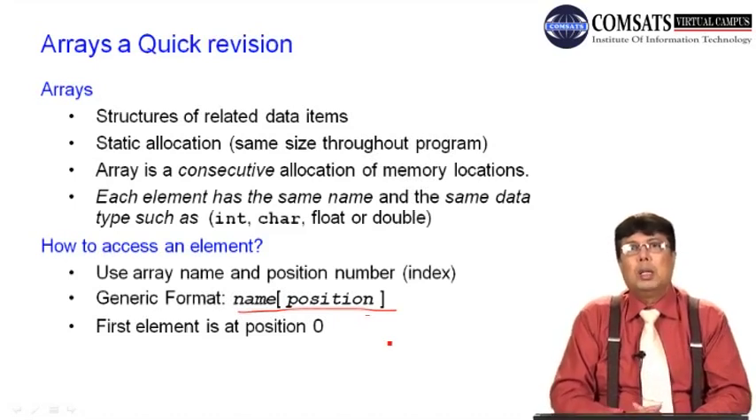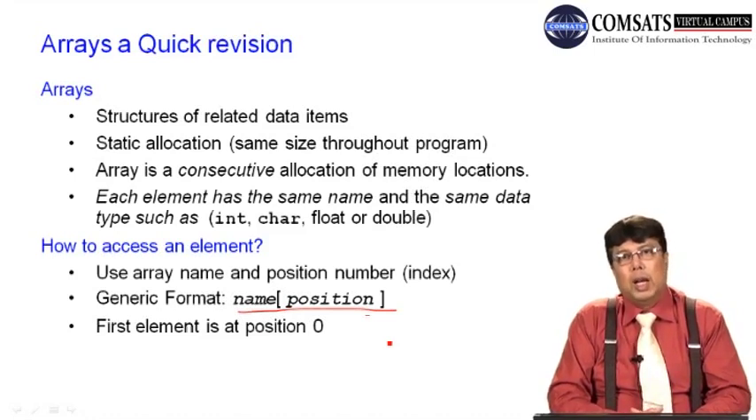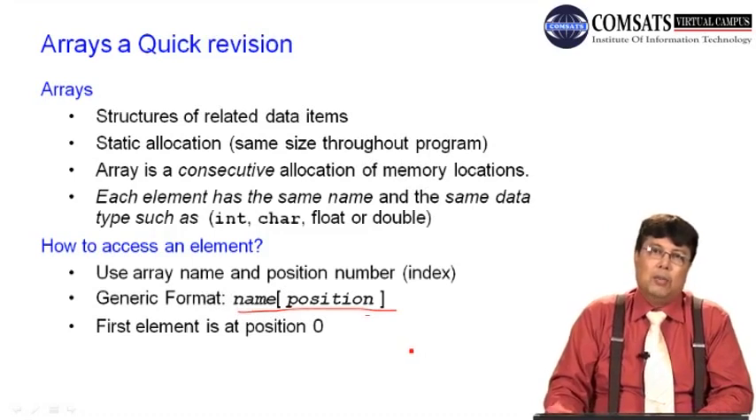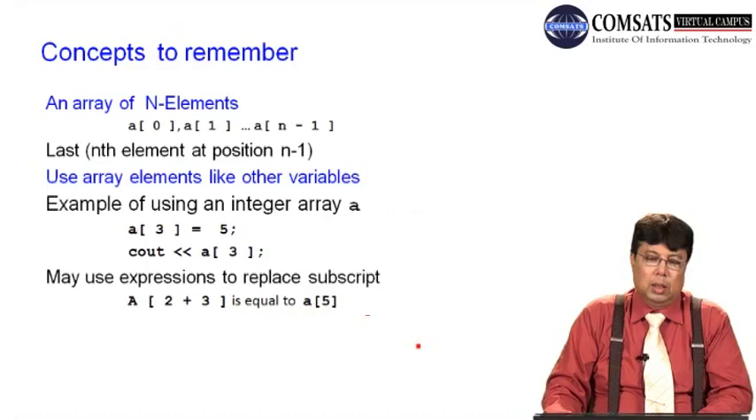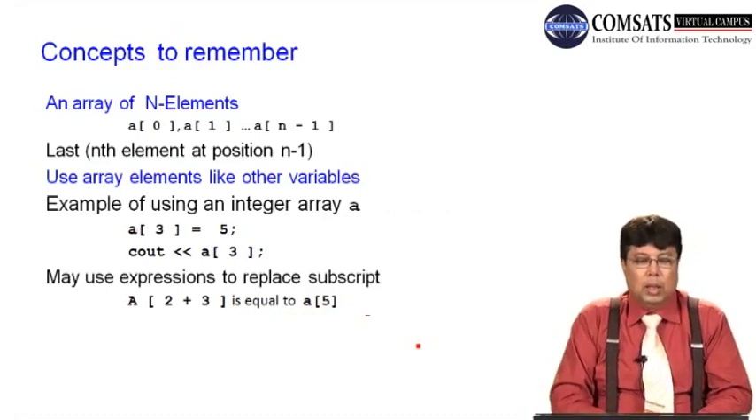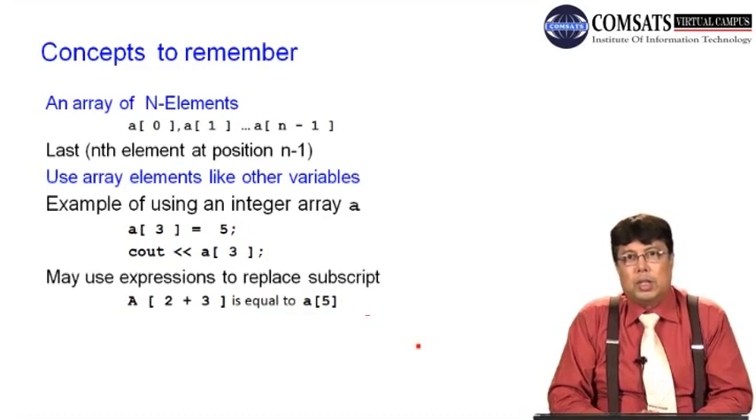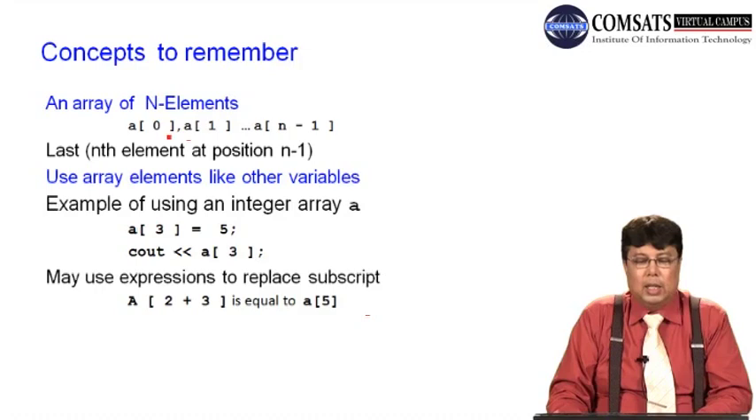Very important point: the first element of the array has an index 0. This is a convention which is used in C language, and we need to remember this particular concept. So for an array of n elements, if it starts from 0, then obviously it has array of 0, then next is array of 1, then the last element is array of n minus 1. Okay, because we are starting not from 1, we are starting from 0.